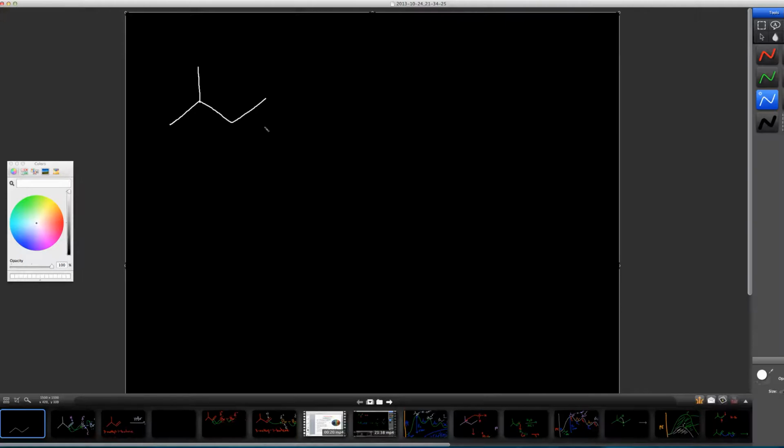I'm just going to choose one that I drew. So I'm going to show the bromine having already attached from the top of the pi bond plane. And I'm going to show Br minus attacking from the backside.